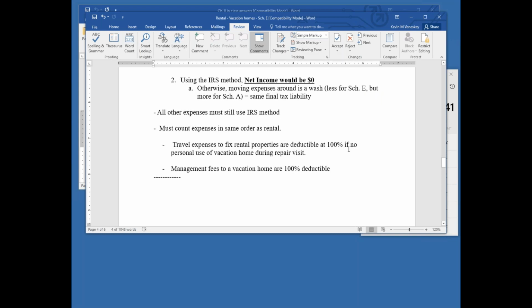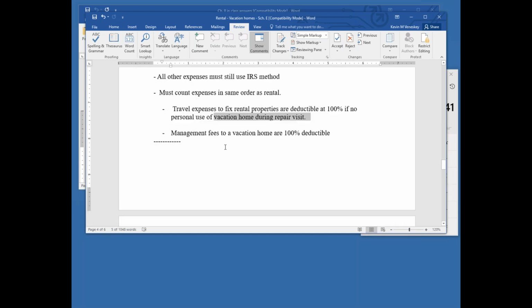Travel expenses are 100% deductible if you are working on your vacation home, as long as there is no personal use when you're actually at the vacation home. So if you go and work on your vacation home and you are working on it every single day for a majority of the day, then you could deduct 100% of your travel down to your vacation home. Otherwise, you would have to do it like you do on a business trip, and prorate it, 60% versus maybe 40% personal. You could deduct 60%.